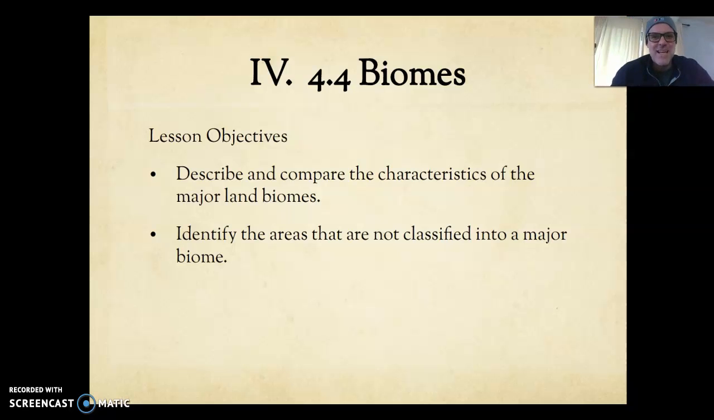Hey, we're back to ecology and it's biome day. Biome. So you can see on the screen here what we're talking about in terms of these biomes. And if you have your book at home, we're referencing back into chapter 4.